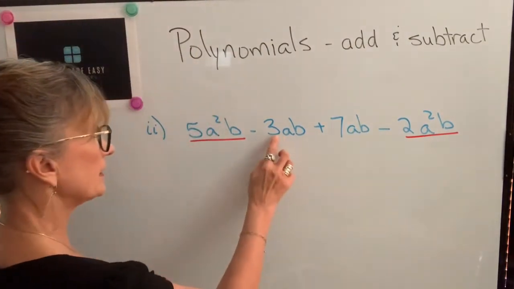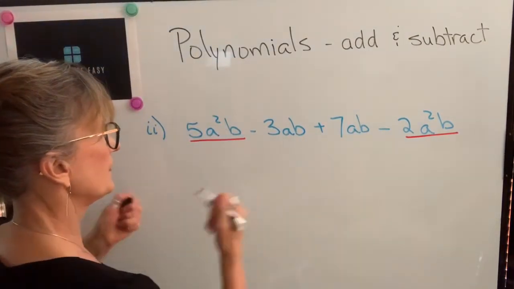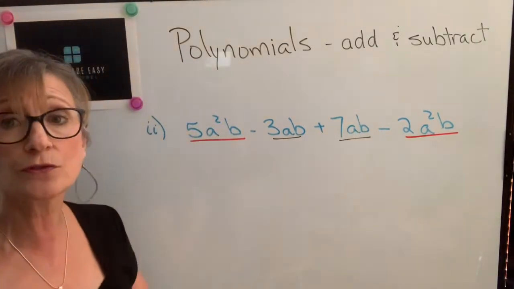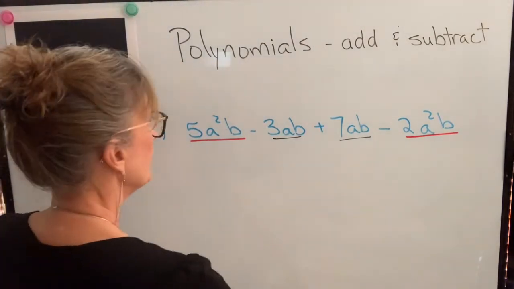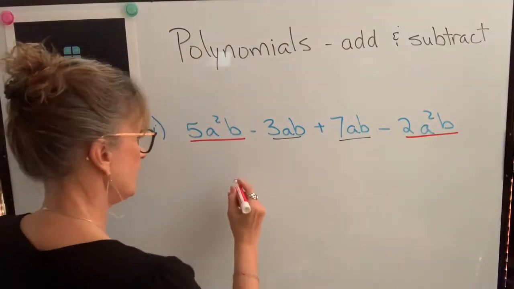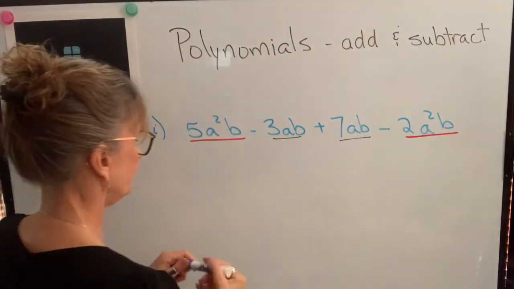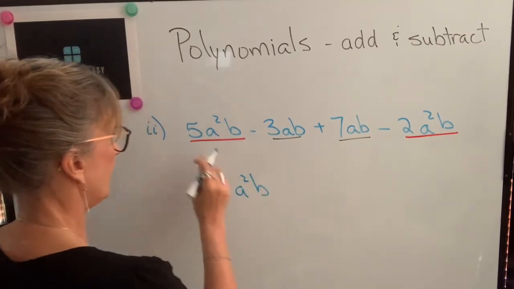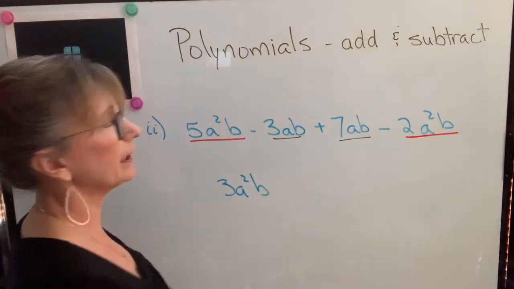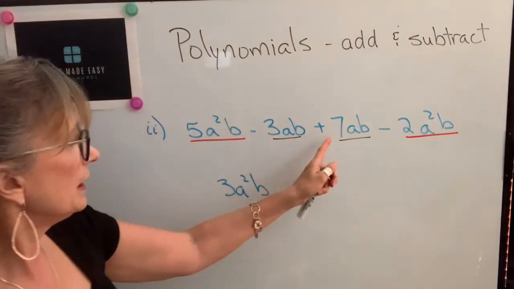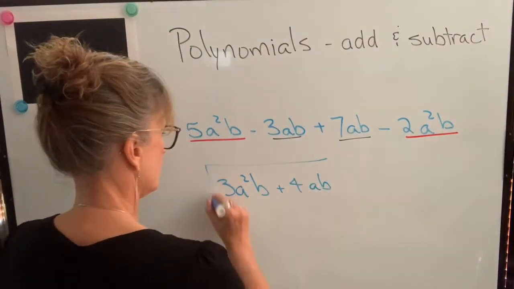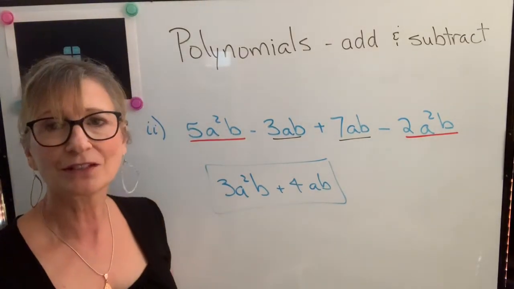Then I will look at the literal coefficient of this term, ab. This is a term that has the same literal coefficient, so those are like terms, so I can combine those. So I have 5a squared b minus 2a squared b, so the a squared b stays there. And how many do I have? If I have 5 of them and take away 2 of them, that leaves me with 3 of them. These two terms I can combine. I have negative 3ab plus 7ab, so that gives me 4ab. And that's our simplified result.